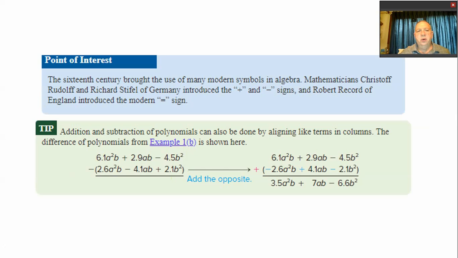Here's just a point of interest worth noting: the 16th century brought the use of many modern symbols in algebra. Mathematicians Christoff Rudolff and Michael Stifel of Germany introduced the plus and minus signs, and Robert Recorde of England introduced the modern equal sign. And these are used all over. So it's kind of an international language now.